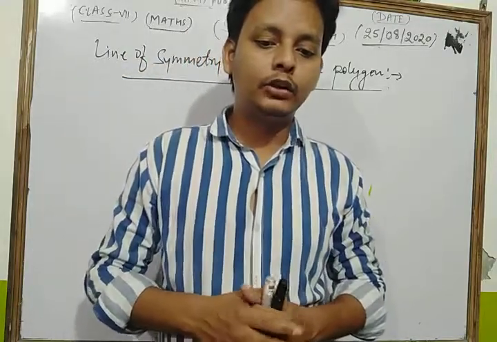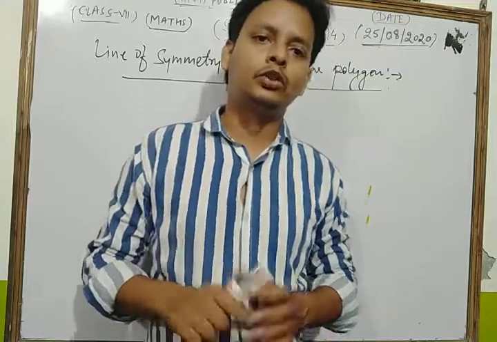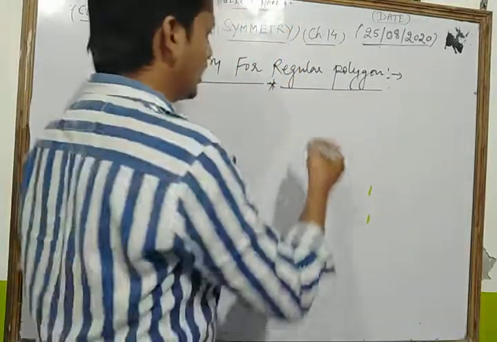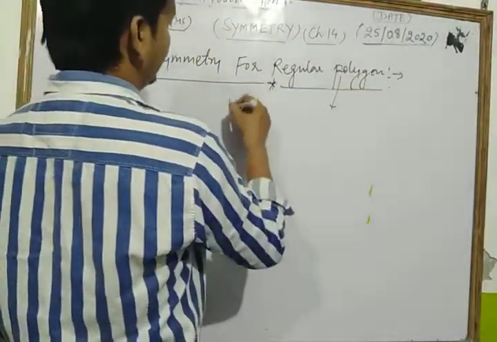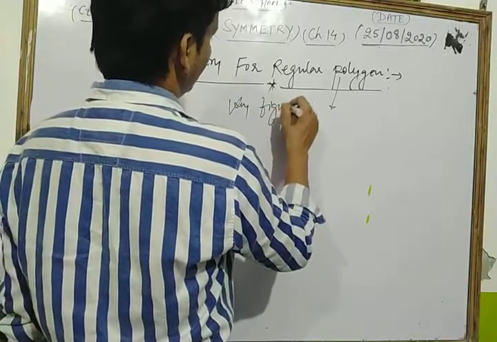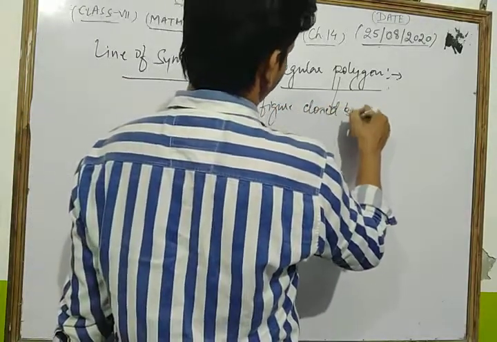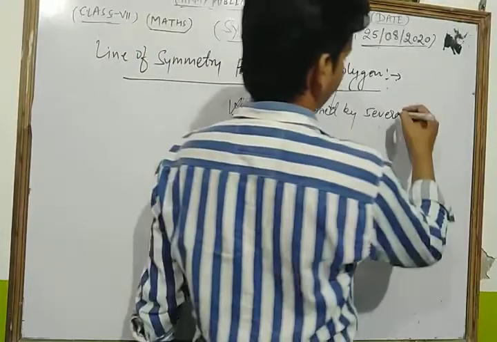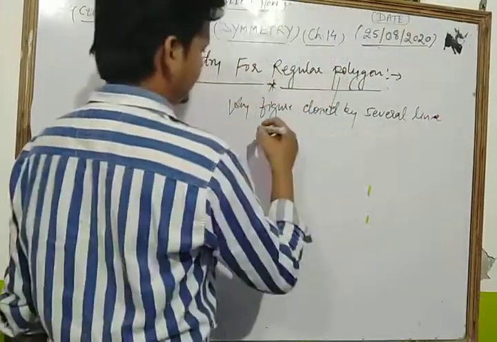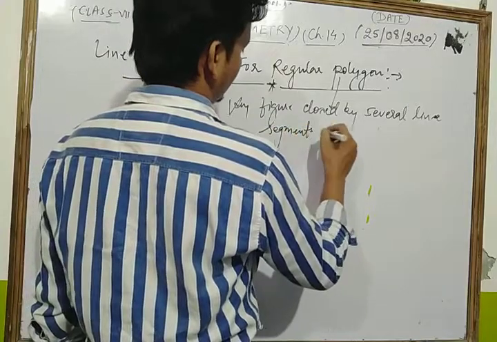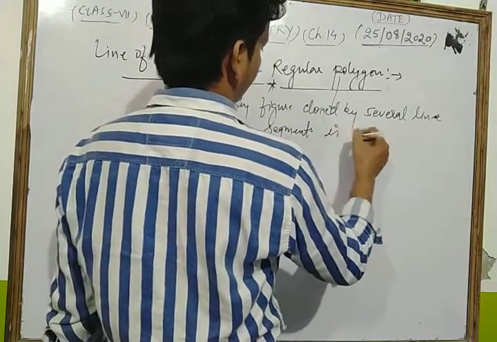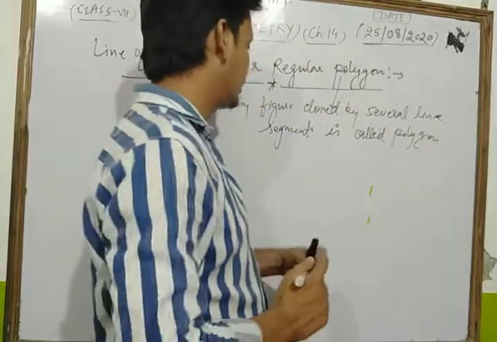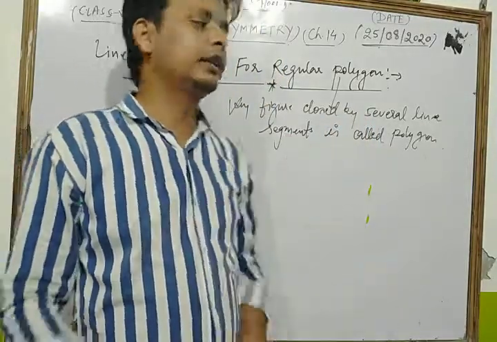Dear students, you know that a polygon is a closed figure made of several line segments. Any figure closed by several line segments is known as a polygon. Polygon is what? Any figure closed by several line segments is called a polygon. You know that very well.